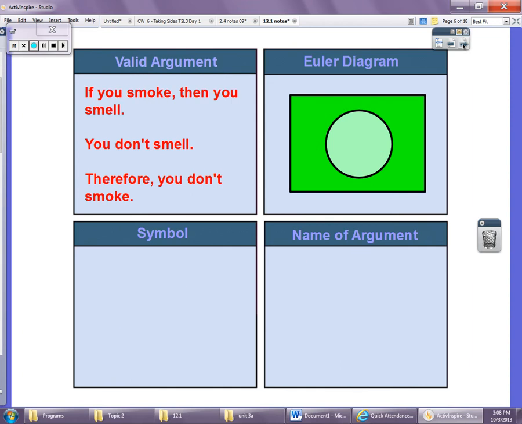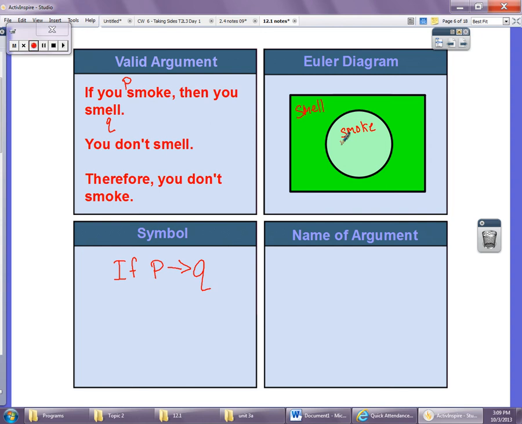The next one. If you smoke, then you smell. You don't smell, therefore you don't smoke. Well, this is you smoke, and then you smell. Once again, this is our P. If you smoke, then you smell. Okay? So, if P, then Q. So if you smoke, then you smell. That's our if P, then Q.